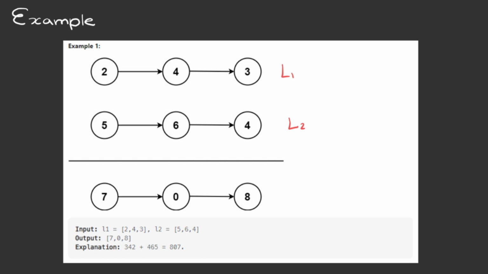So for the first one, we have 2 plus 5 equals 7. For the second one, we have 4 plus 6, but that equals 10. Remember, we can't have a two-digit number, so we'll simply take the remainder mod 10, in this case it's 0, and we'll carry the quotient, which is 1. Then for the last one, we have 3 plus 4 plus 1 equals 8. So this is how we get the linked list 708.